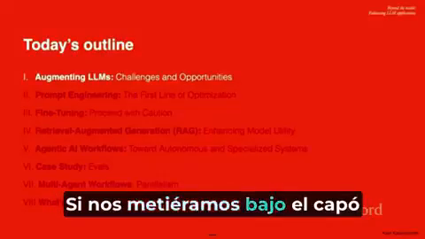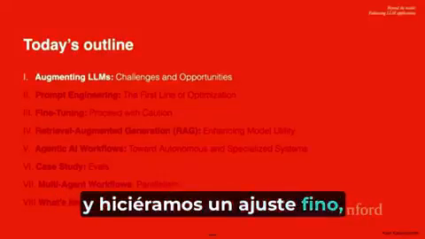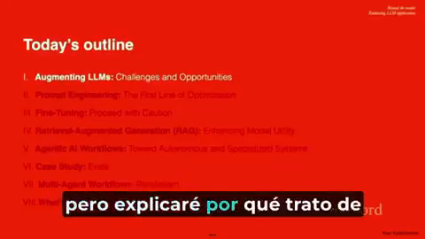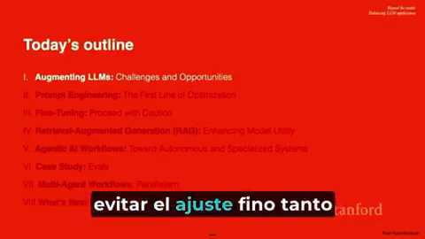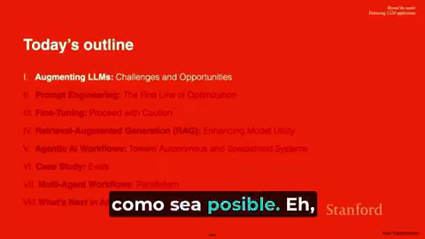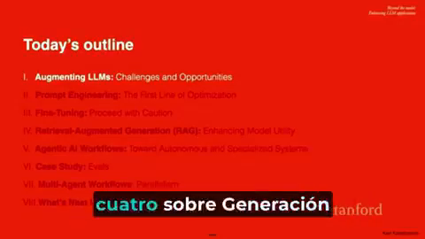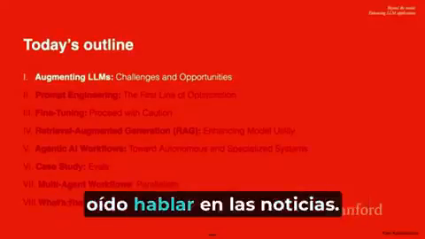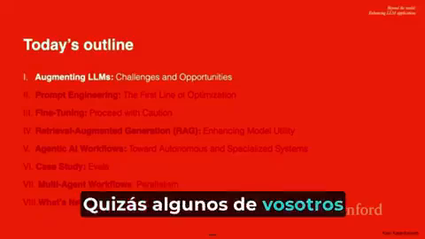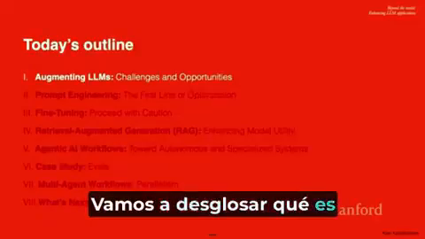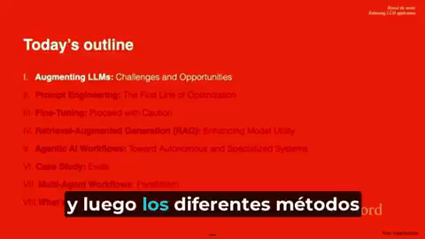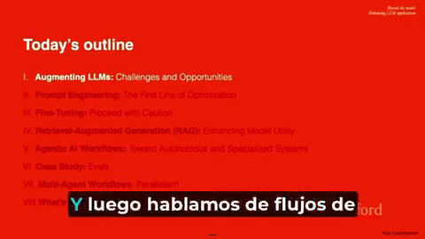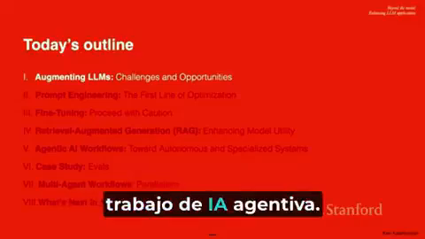If we were to get our hands under the hood and do some fine-tuning, what would it look like? I'm not a fan of fine-tuning, and I talk a lot about that, but I'll explain why I try to avoid fine-tuning as much as possible. And then we'll do a section 4 on retrieval augmented generation, or RAG, which you've probably heard of in the news. Maybe some of you have played with RAGs. We're going to unpack what a RAG is and how it works, and then the different methods within RAGs. And then we'll talk about agentic AI workflows.